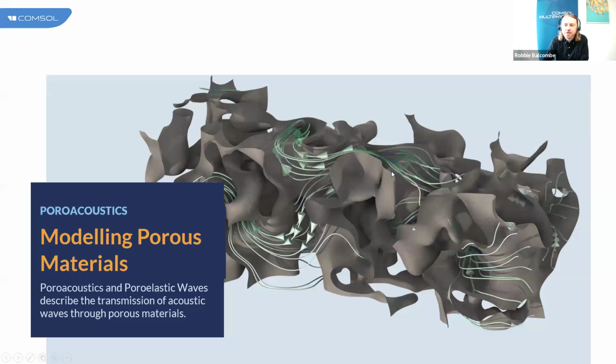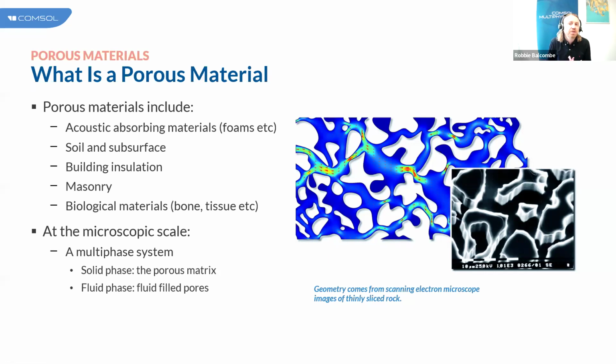So, you know, it looks something like this in 2D, and we have a sort of three-dimensional visualization of a porous material here. Now, the reason that we want to be able to model porous materials is because they're commonly used in acoustic applications. So porous materials are often used for acoustic absorption. So we have things like rock wool, glass wool foams, and things of that nature. Soil and subsurface materials are porous, so naturally occurring materials that we might encounter in environmental acoustic problems. In architectural type acoustic modeling, you know, we have building insulation and masonry. And also in things like medical applications, biological materials like bones and tissue are also porous.